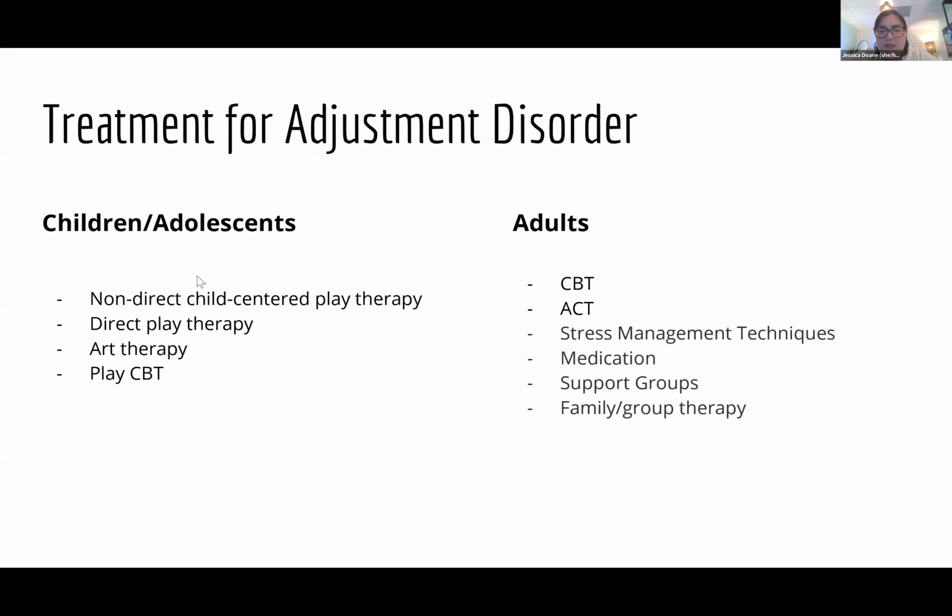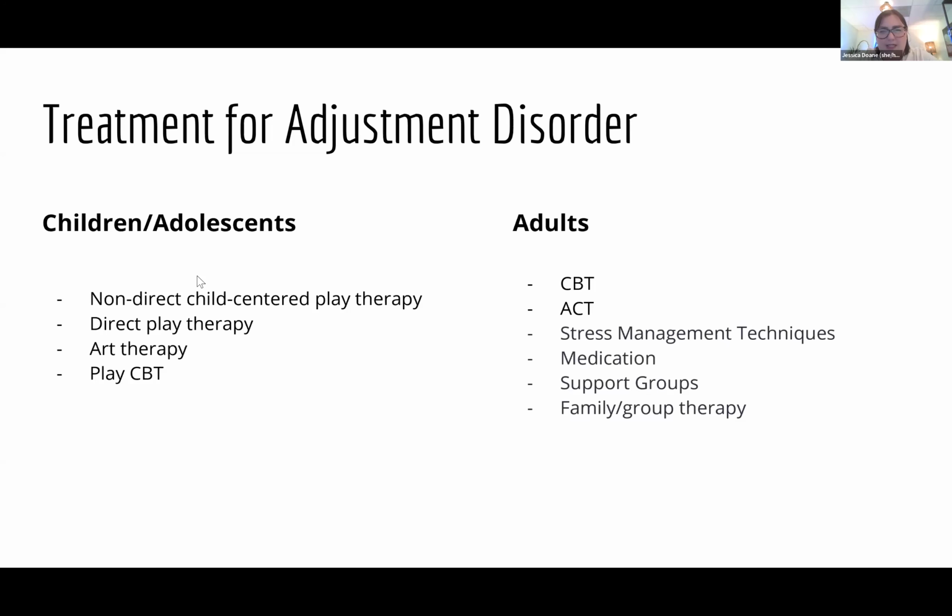Interpersonal therapy is also helpful. That explores how relationships and social interactions might impact the adjustment. So, are other people a part of the adjustment? We mentioned several stressors earlier that definitely involve interpersonal relations, so interpersonal therapy would be great for that. Family therapy or group therapy is always helpful. This involves family members in the treatment process to improve communication and support.